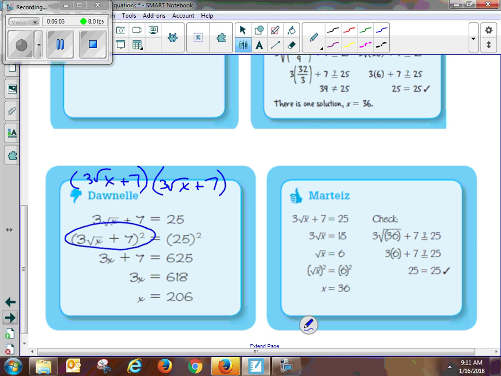She squared her radical. She didn't square the 7. She was like, oh, I'm done. I squared one of my square roots, and I'm done. Okay, so just be cautious. That would be a don't do what Donnell did.